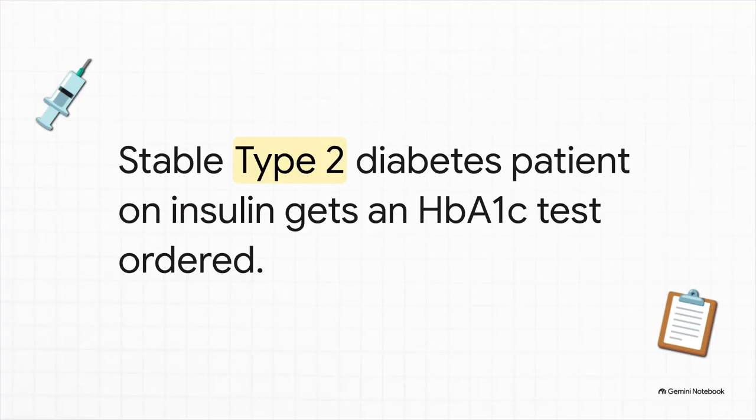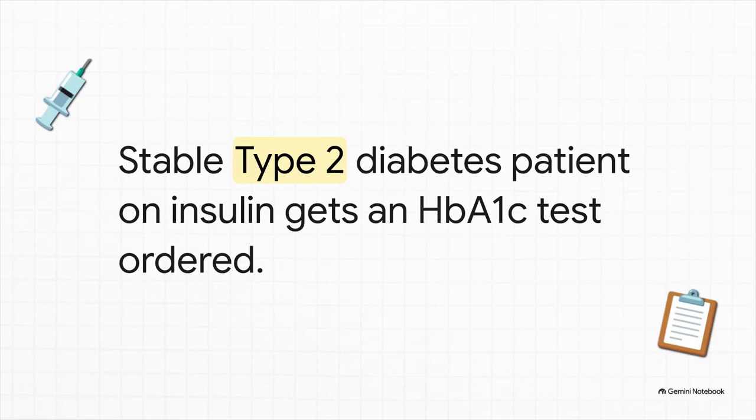Here is our second chart, and we're moving one step up the complexity ladder. We've got a stable, chronic type 2 diabetes patient who has been on insulin for the past 6 months. They're just here for a routine checkup, and the physician orders an HbA1c test.